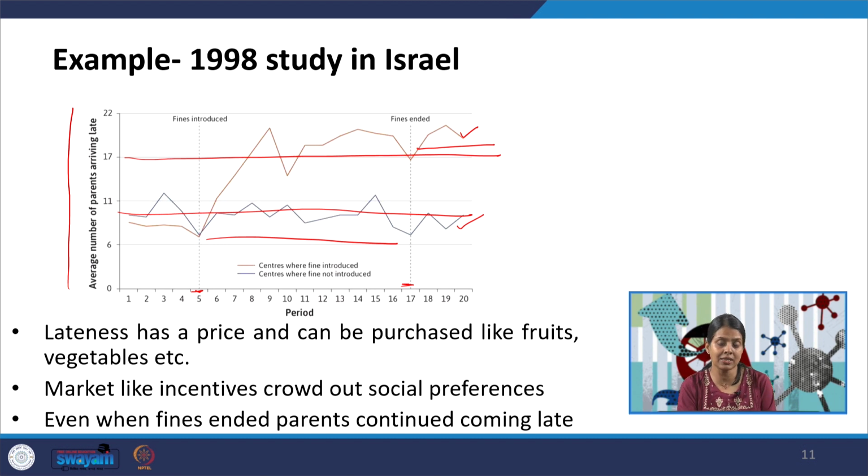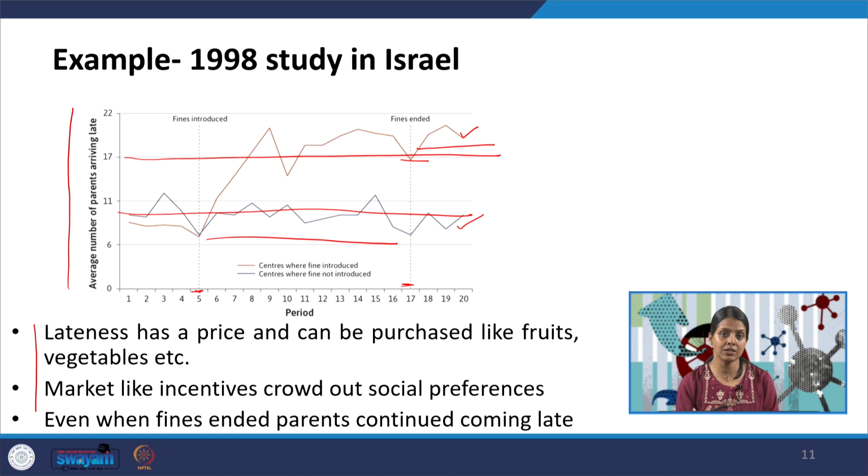Now, from this experiment or field study certain things are observed by the economists, but when the fines ended and the parents were still coming late, economists do not have any clear answer about why they were coming late.